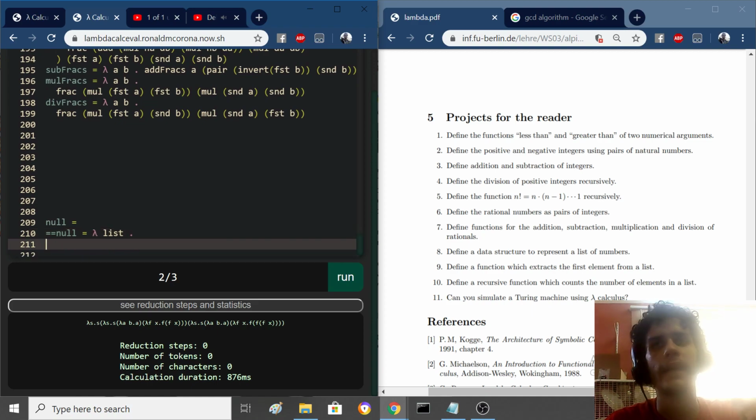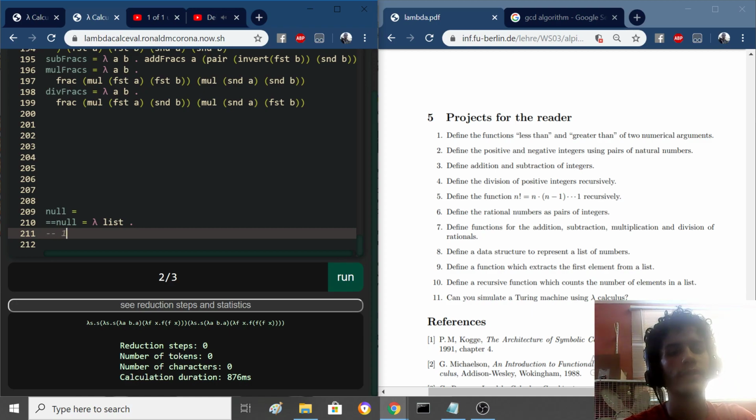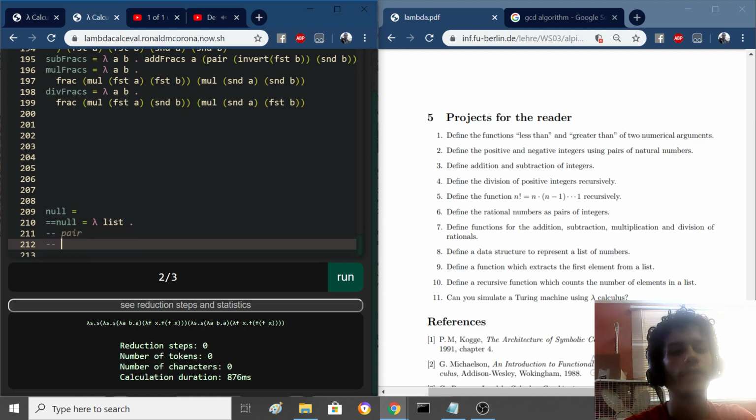Okay, so the idea here is that I'm going to write some stuff out. First, each list is going to be a pair, right? And the first element is going to tell us, is it null? True or false? Is it null?